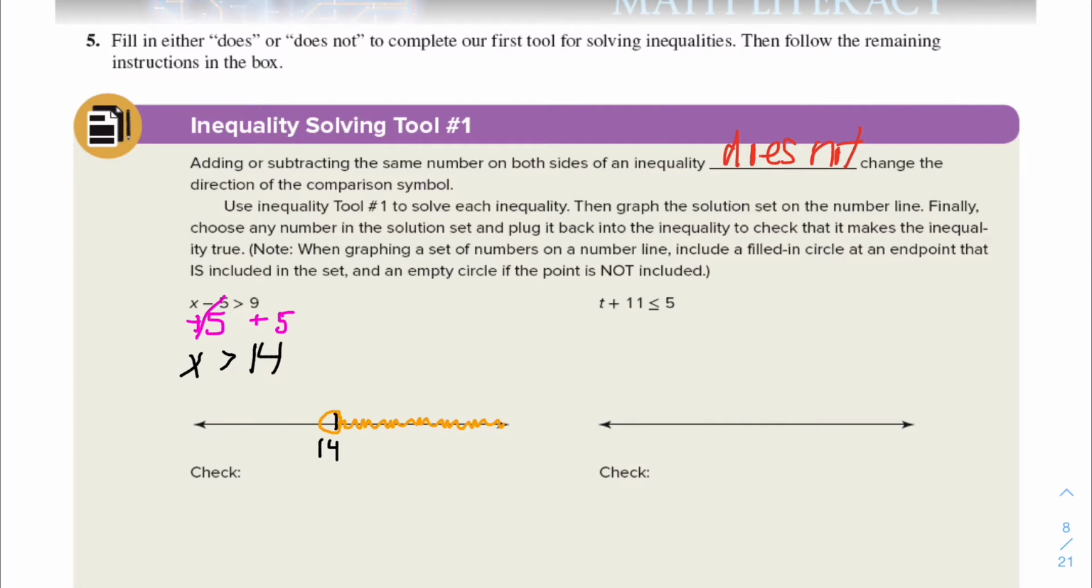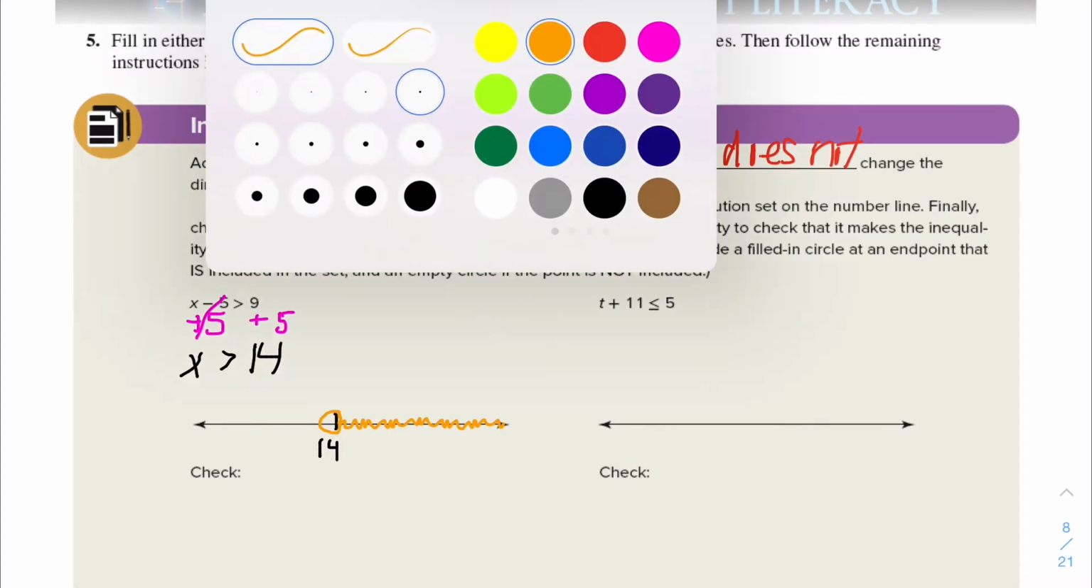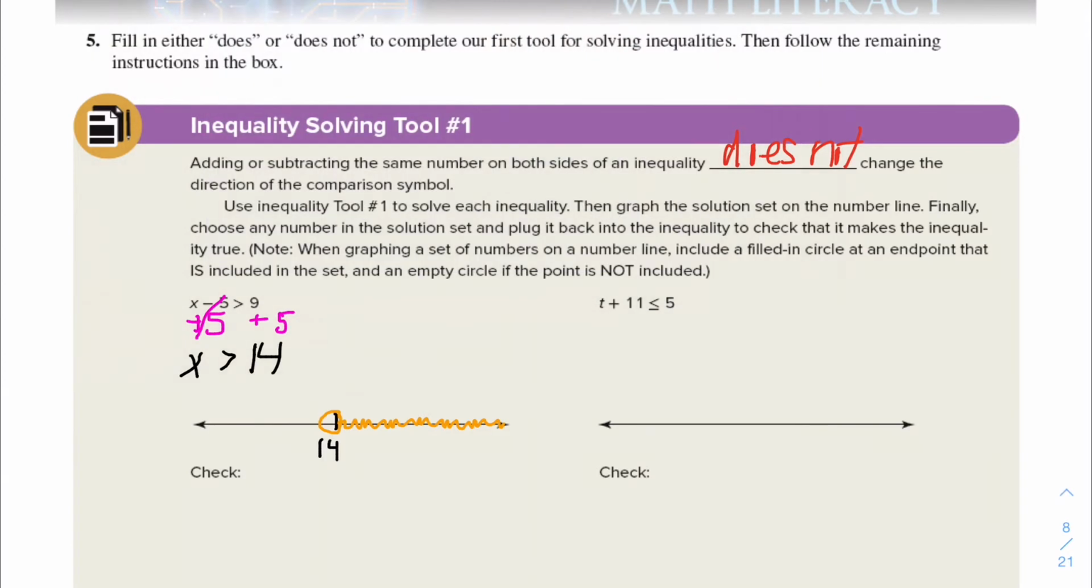Okay? So now we want to go back and we want to check, is this actually correct? So we're going to pick something in this interval and see if it works. So let's go ahead and pick 15. That's in that interval. We're going to plug it back into the original inequality and see if we get a true statement. So we're taking x, which is 15, subtracting 5, and we want this to be greater than 9. So that leaves us with 10 is greater than 9, which, yes, that's definitely a true statement. So we've done this correctly.